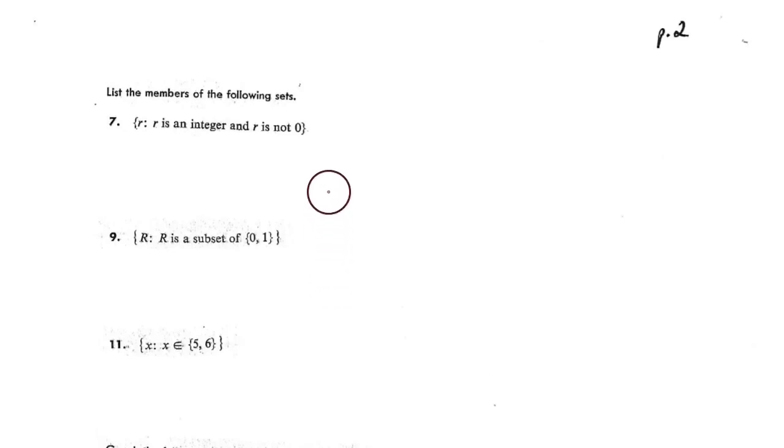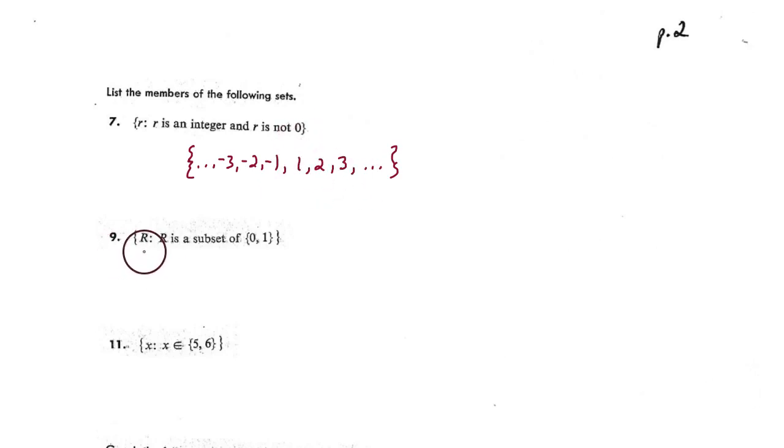Next, list the members of the following sets. List all of the values of R such that R is an integer and it's not 0. So we want all of the integers that are not a 0. There's going to be a lot of them. We could have -3, -2, -1. Don't put 0, but then we could have 1, 2, 3, and so on. I'm using the ... to show that the negative numbers continue forever and that the positive choices continue forever. I've listed every integer, but not 0.